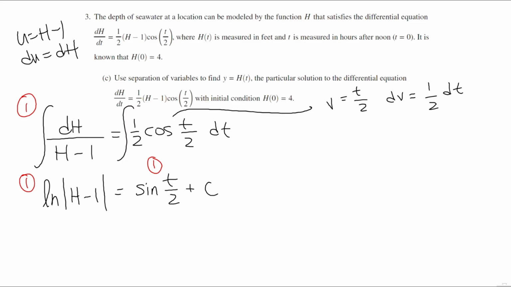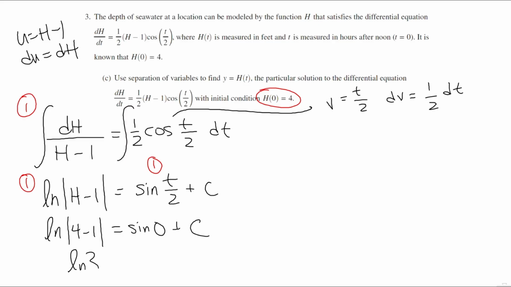But that's fine. And so the next thing to do here is to solve for the constant, remembering that they have given you an initial condition here, right? They said that h of 0 is equal to 4. So if I plug in 0 for t, I need to get 4 for h. In other words, I need natural log of the absolute value of 4 minus 1 equal to the sine of 0 plus a constant. Well, this is just the natural log of 3, and the sine of 0 is 0, so we've got a constant of the natural log of 3.